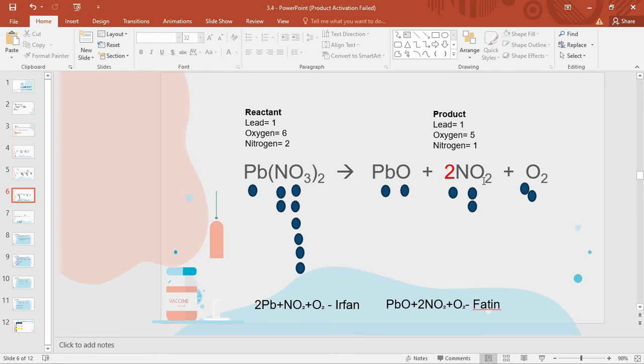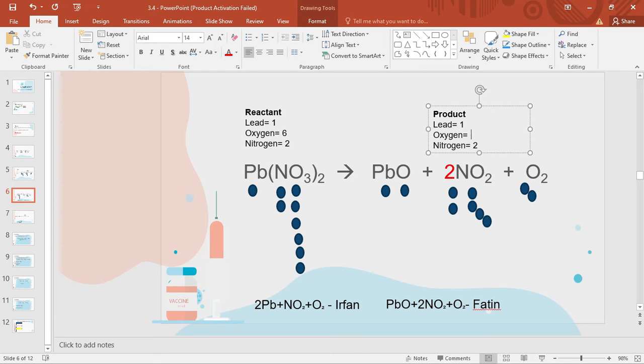Now the nitrogen increased by 2 and oxygen increased by 2. Oxygen here is 2, right? Then we put 2 here. Now we have 4. Okay, now the oxygen total is 7.